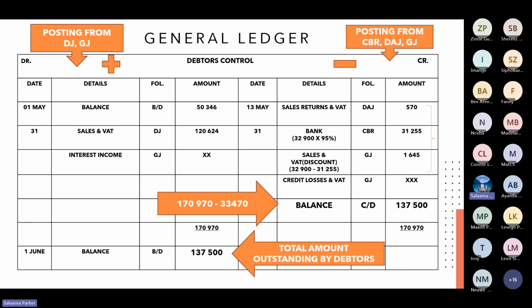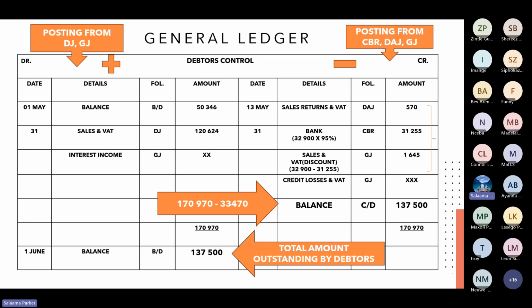What will decrease my debtors accounts? When they return goods, so I'm going to put that on the credit side. The balance of my debtors will decrease when they return goods. When they pay their accounts, the balance will decrease. I'm posting from the cash book receipts. When I've given them a settlement discount, their balance will decrease. And if I have to write off my debtors as credit losses, that will also decrease the balance of my debtors in the books of the business.